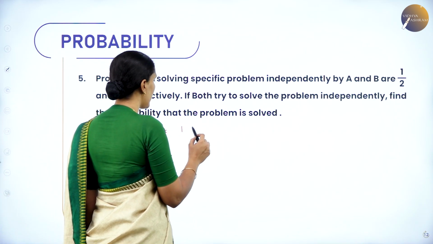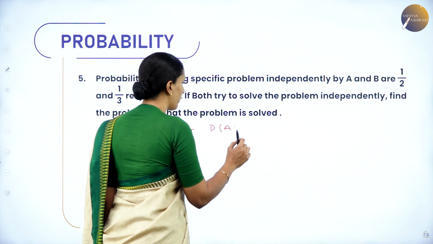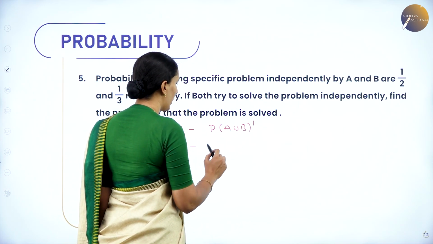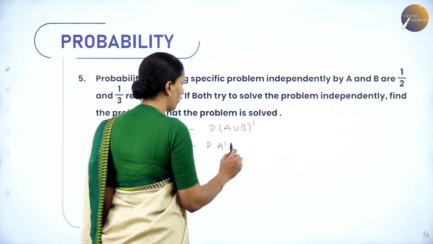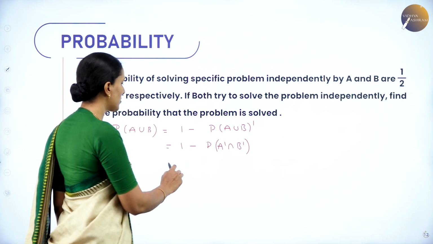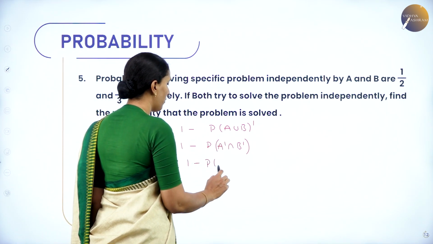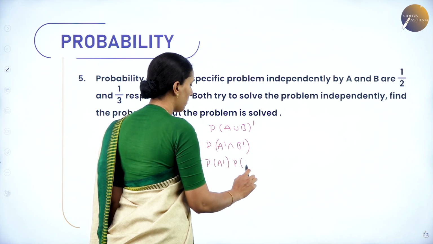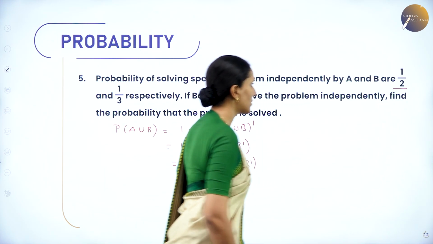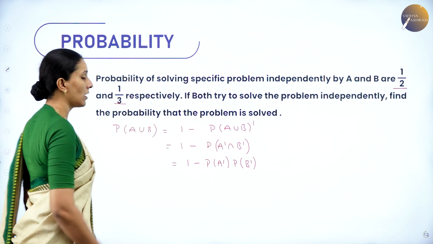That is, this is equal to 1 minus probability of (A union B) whole dash. Now, probability of (A union B) whole dash can be written as probability of A dash intersection B dash. Now, since they are independent events, this can be written as P of A dash into P of B dash. Now, they have given probability of an event A is 1 by 2 and event B is 1 by 3.